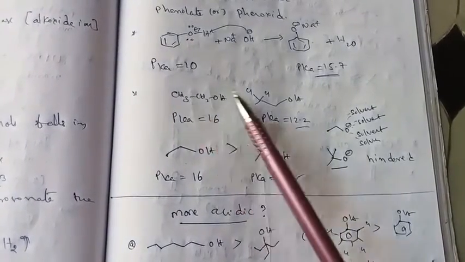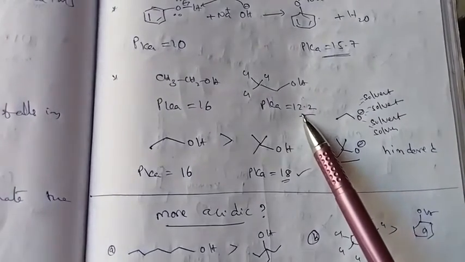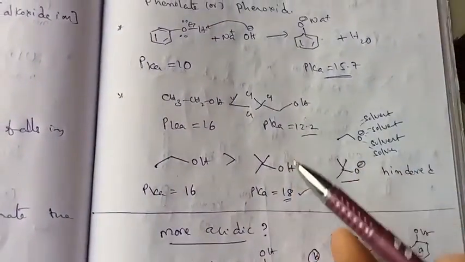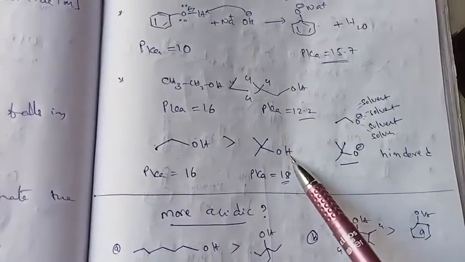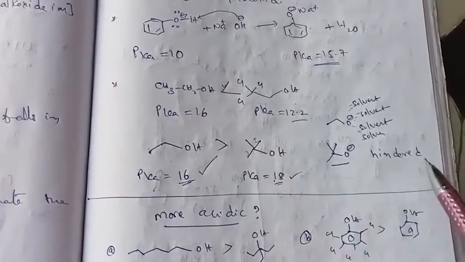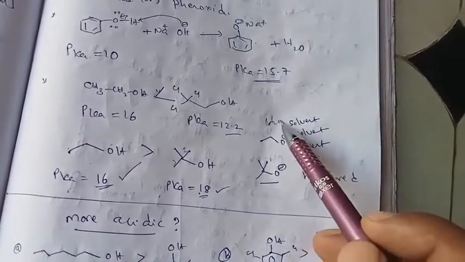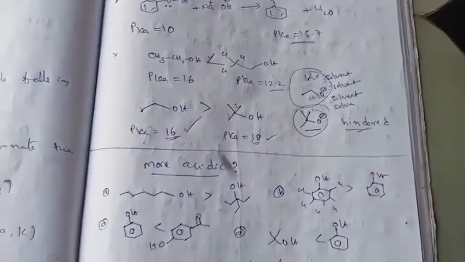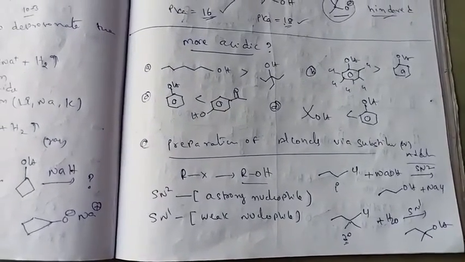Now when the hydrogens are replaced with 3 chlorines, the pKa decreases to 12.2. So trichloroethanol is strongly acidic in nature. Then ethyl alcohol and tertiary butanol: the pKa is 16 for one and 18 for the other. Why? Because of the inductive effect and the solvent effect, since it can be stabilized by the solvent, whereas tertiary butanol is hindered. So these are the criteria for alcohol acidity. Thank you.